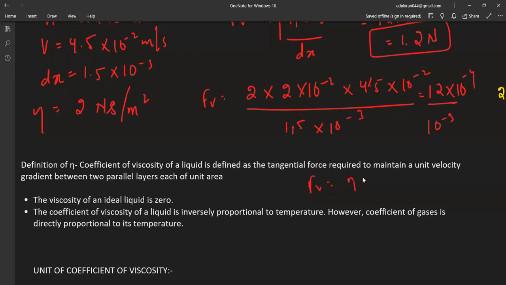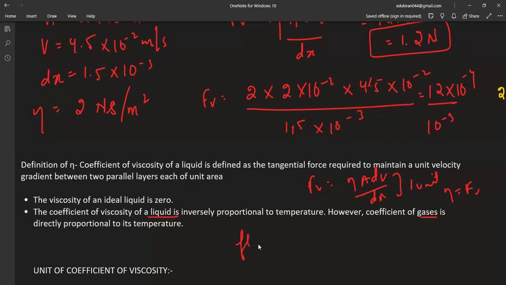Fv is equal to eta A dv over dx. If all these things are 1 unit, eta will be equal to force. This is what it is saying. It's defined as the tangential force required to maintain unit velocity gradient between two parallel layers of unit area. And for an ideal fluid, it's 0. It's inversely proportional to temperature. This I already told you, that if you increase temperature, this will decrease viscosity. But remember, this is valid for liquids. For gases, it is directly proportional.